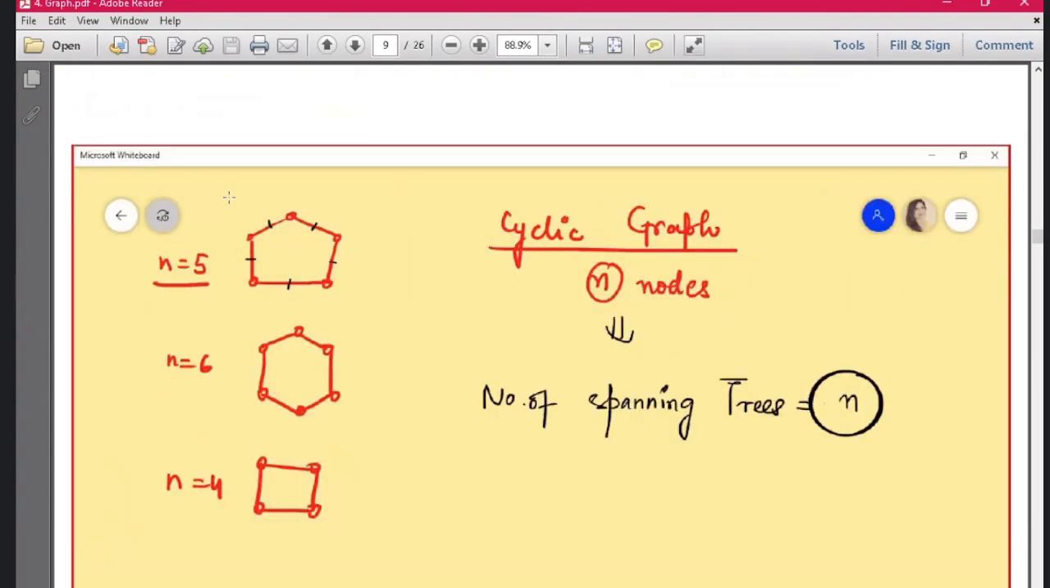So similarly in here also, how will 5 spanning trees be there? Because in first case I will remove this edge, then I will remove this edge, then I will remove this edge and this edge. So 5 possibilities are there. So 5 graphs will be possible, spanning tree graphs. And similarly here also 6 spanning trees will be possible, and here 4 spanning trees will be possible.